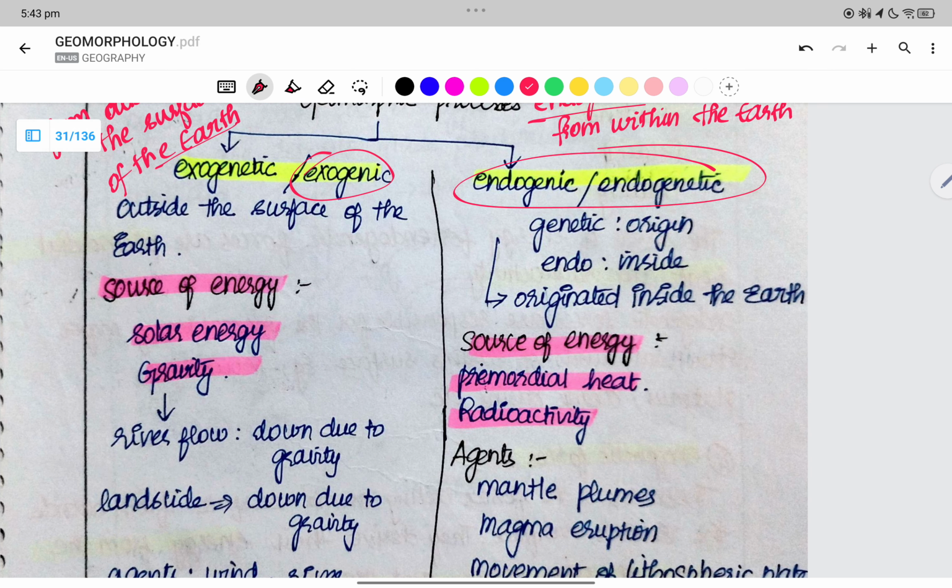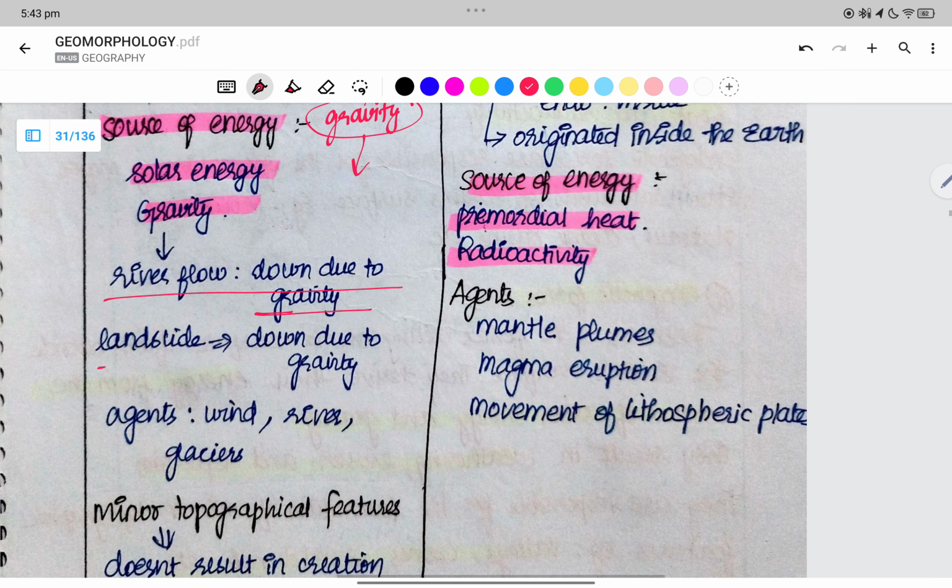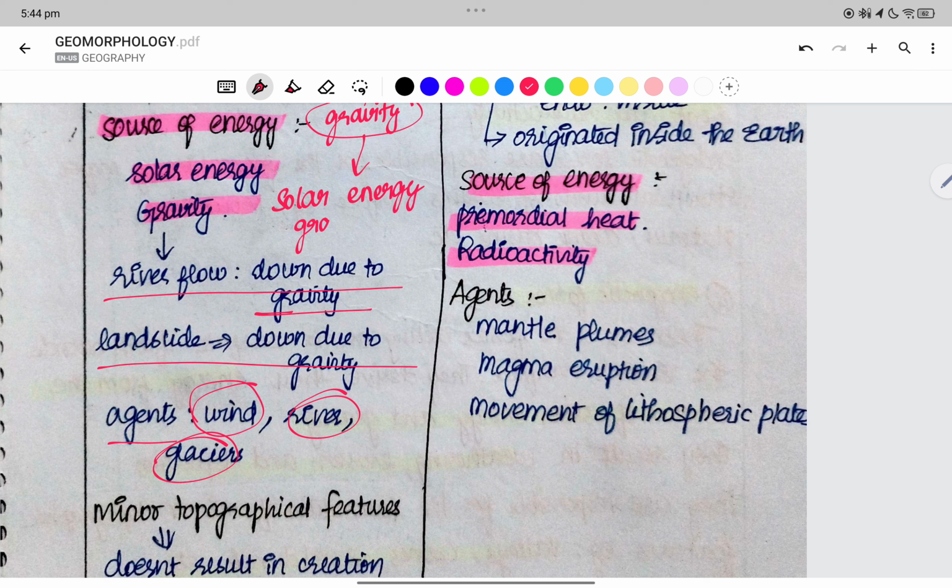So the exogenetic sources are the solar energy and gravity. Gravity is responsible for the river flow. River flows down by gravity, landslides, and agents like the wind, river, and glaciers. The source of the energy is solar, and then the gravity. The agents are wind, river, and even the glaciers.